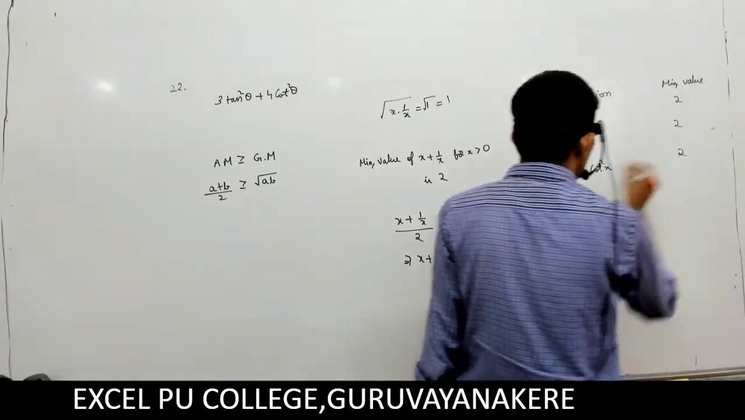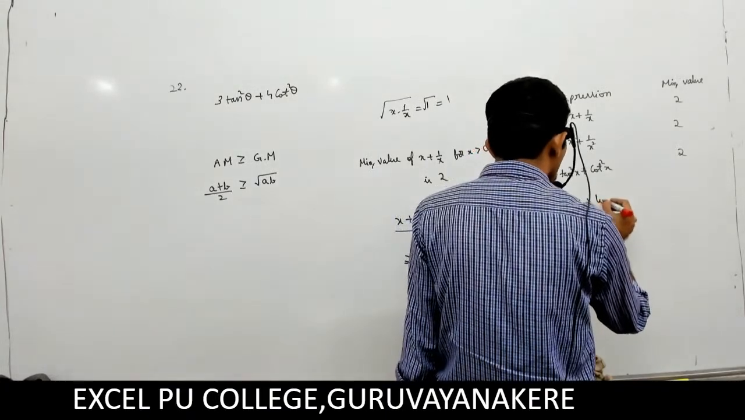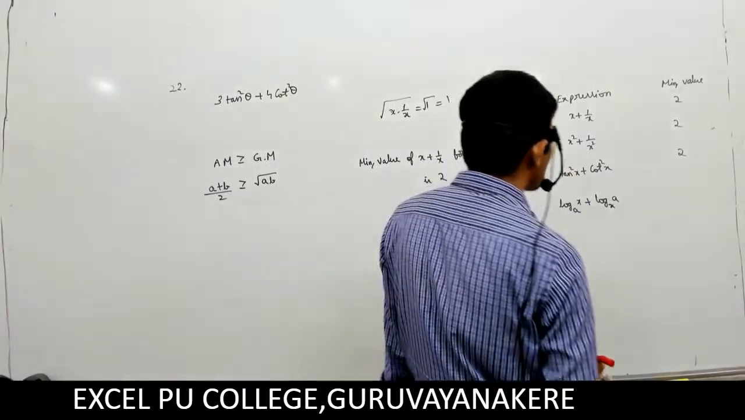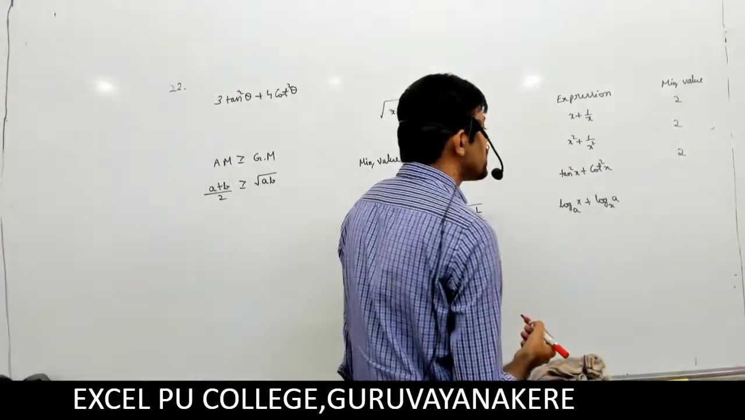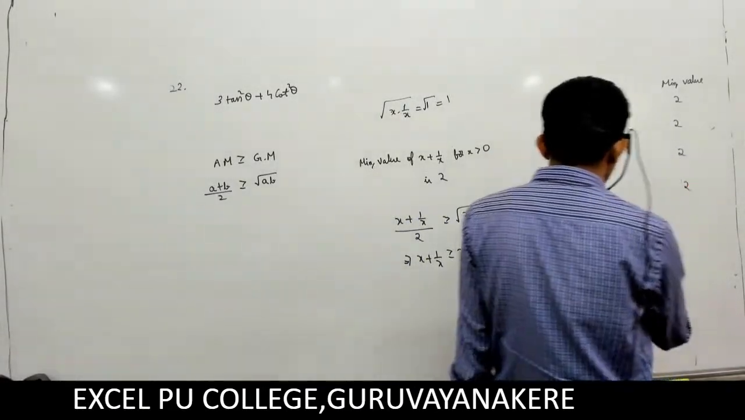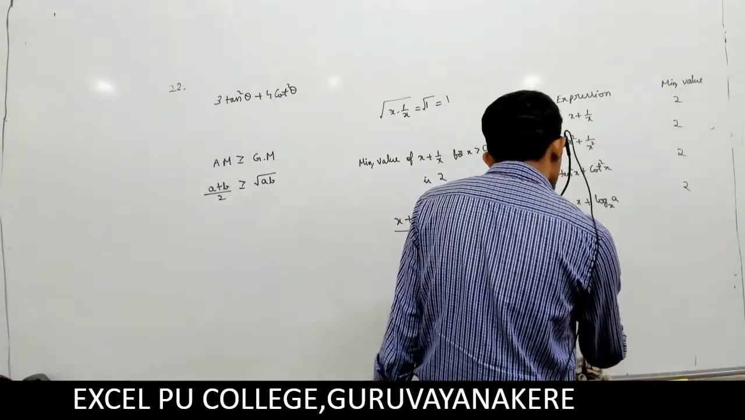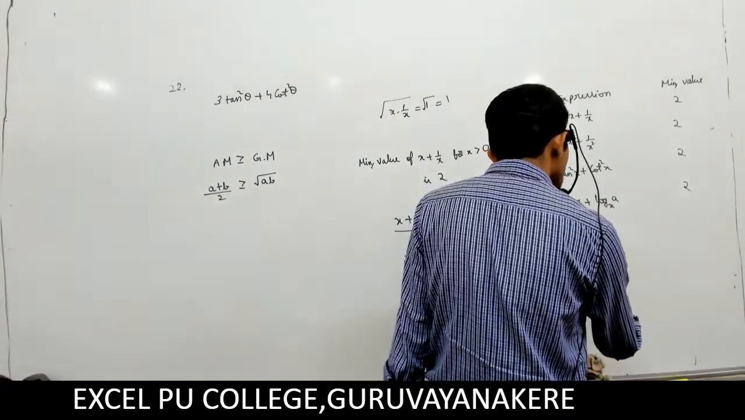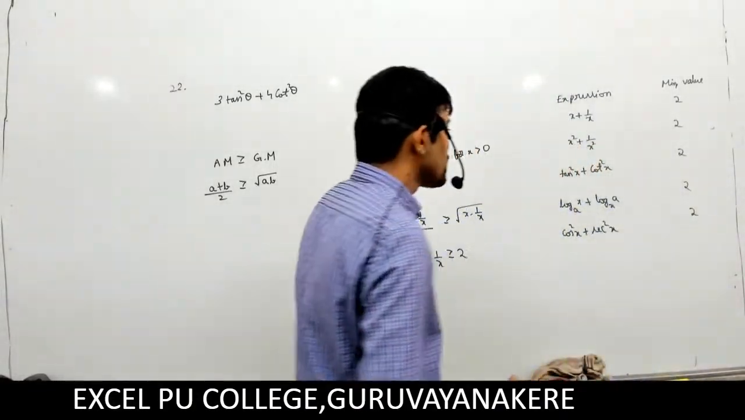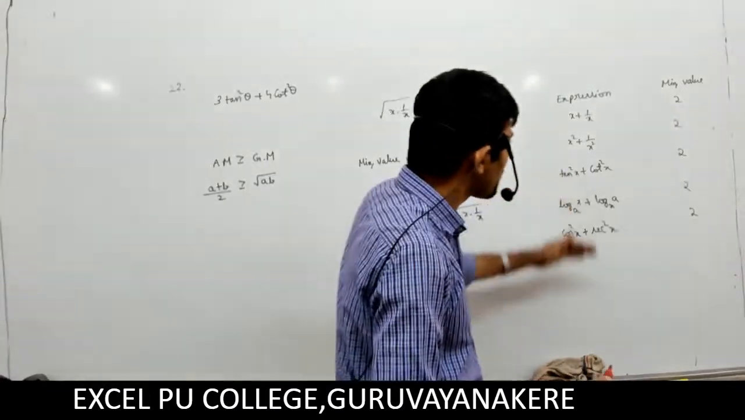value is 2. I can give minimum value of log x base a plus log a base x. That will be how much? Divided by 2 only. This also will be 2 because product of these two becomes 1. Similarly, even for cos square x plus secant square x, this is also 2, because cos and sec are reciprocal functions. I can give the list of various functions.